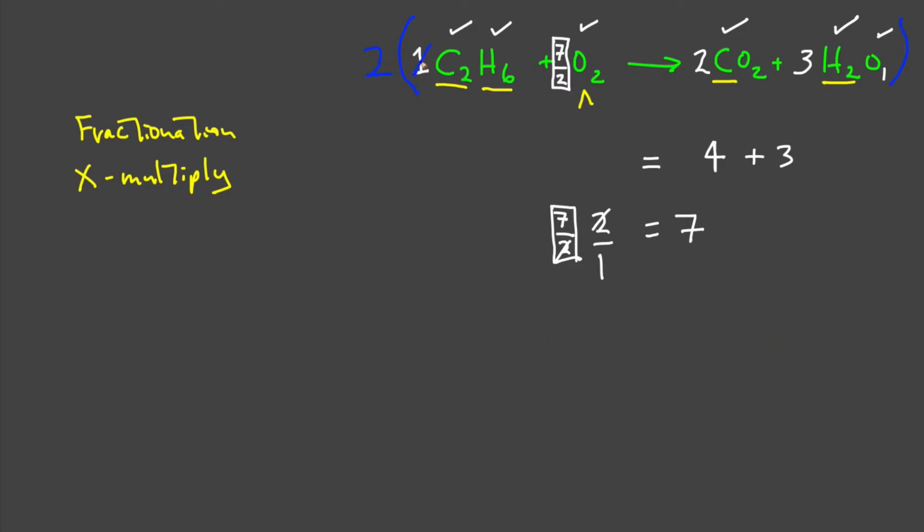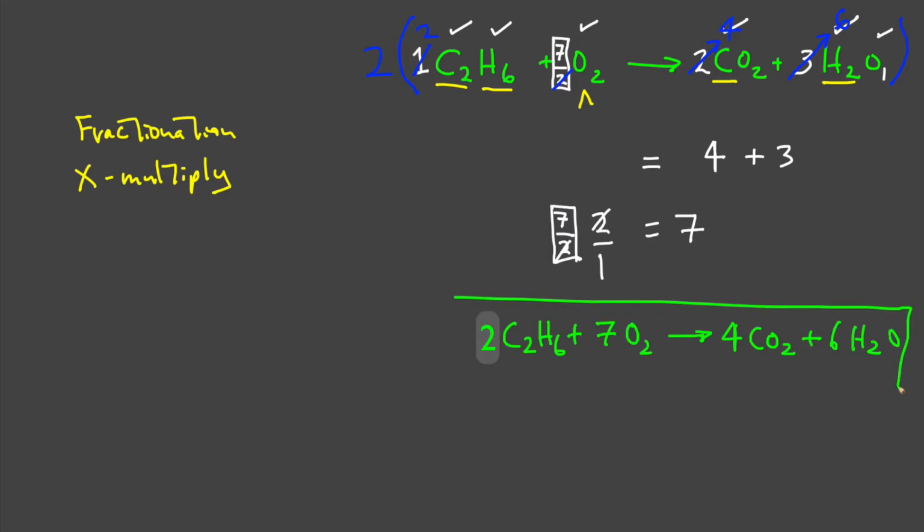So this becomes 2. This 2 is canceled out by that 2. This 2 now goes to 4, 2 times 2 is 4. That is hard to see, sorry about that. And this 2 times that 3 goes to 6. So now let me rewrite our final equation. And there you have the balanced chemical equation using fractionation.